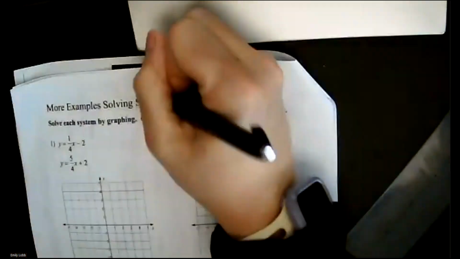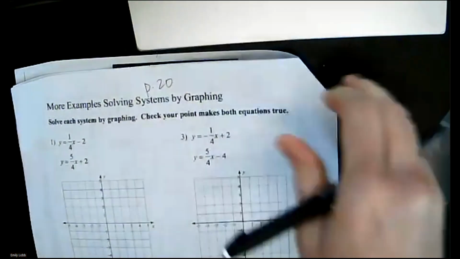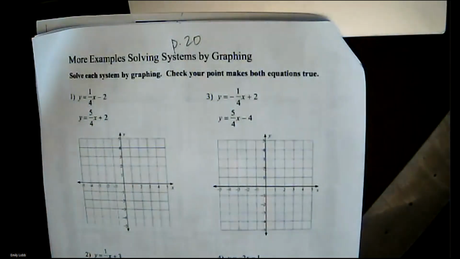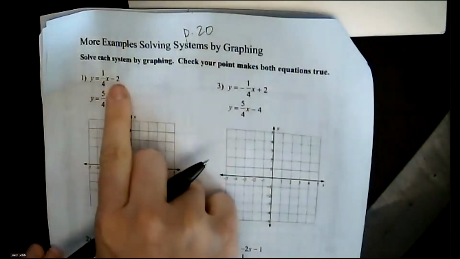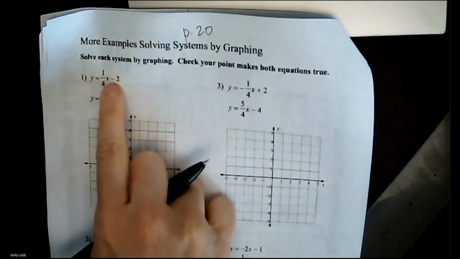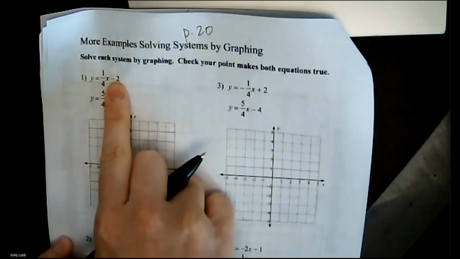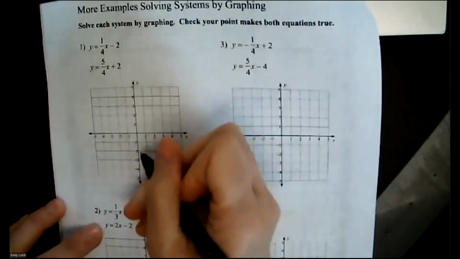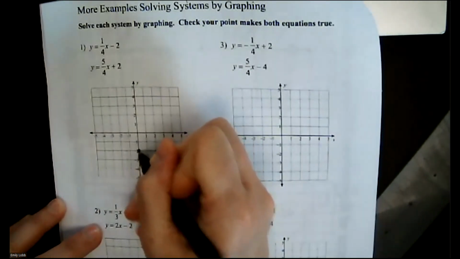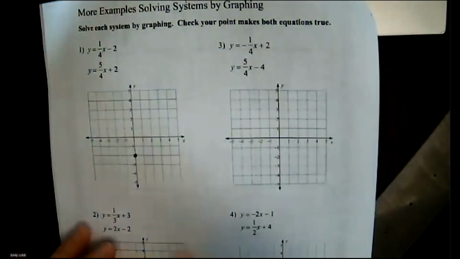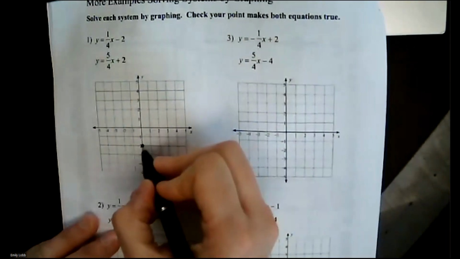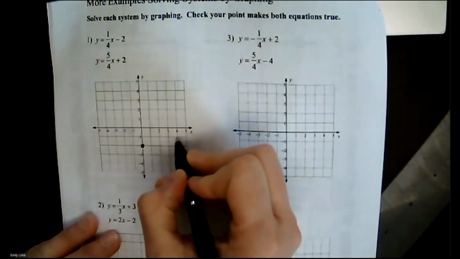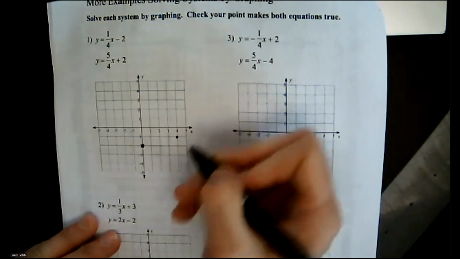This is page 20. More review for solving systems by graphing. We start with the y-intercept. We can have a point right on the y-axis at -2. Then the slope is 1/4. That means we're going up 1, right 4.